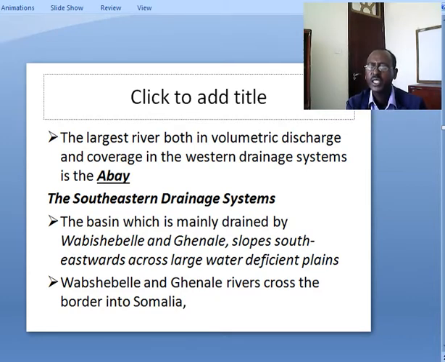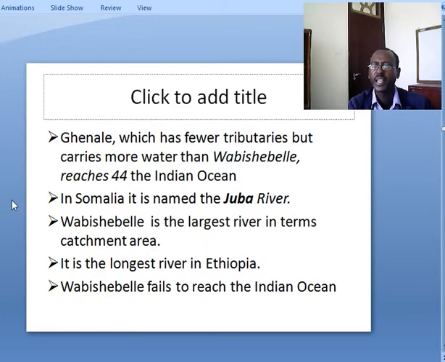The second one is the Southeastern drainage system, and the basin which is mainly drained by Wabishabele and Ganale slopes southeastward across large water deficient plains. These two rivers, Wabishabele and Ganale, will go across large water deficient plains. There are lowland areas within the drainage system, so these rivers will flow along the water deficient plains of the country. Wabishabele and Ganale rivers cross the border into Somalia. They go to Somalia.